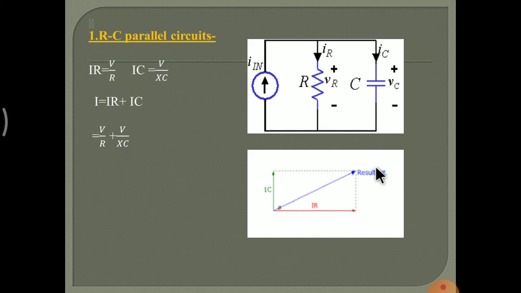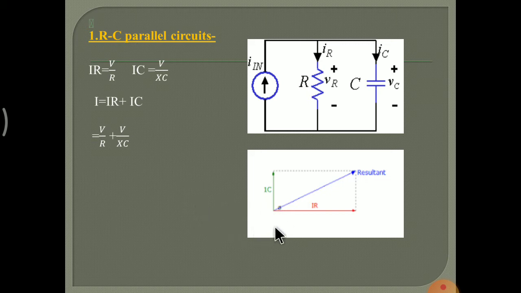This is the phasor diagram for the RC parallel circuit. This is the reference voltage waveform. V and IR are in phase with each other, and IC is leading the V voltage waveform. IC is leading V by an angle of 90 degrees. Then the projection from IC and the projection from IR get combined, and we get a resultant current waveform, that is I. So this I is leading V by an angle phi.